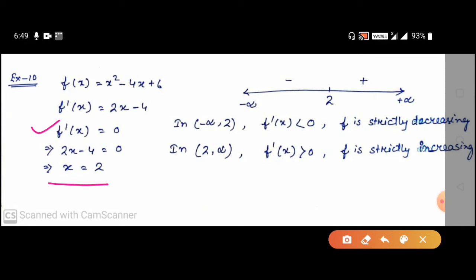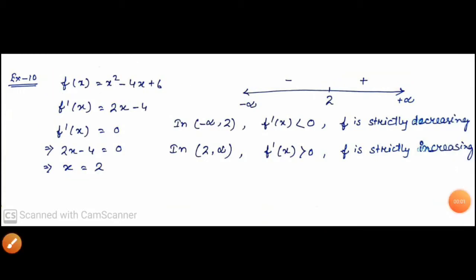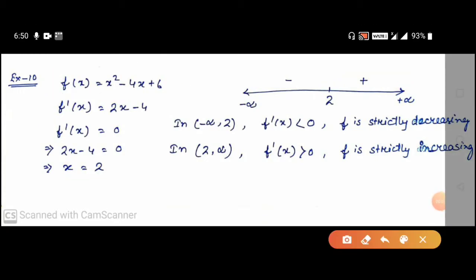So since our given function is defined for all real numbers, that means the domain of this function is the set of real numbers, and this set of real numbers is divided in two parts. One part is minus infinity to 2, another part is 2 to infinity, since at this point the function is a constant function. Now we will check whether the function is increasing or decreasing in these two intervals.